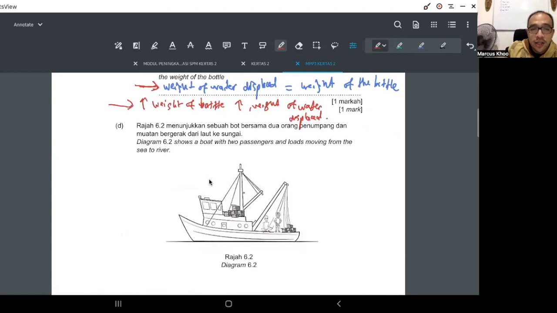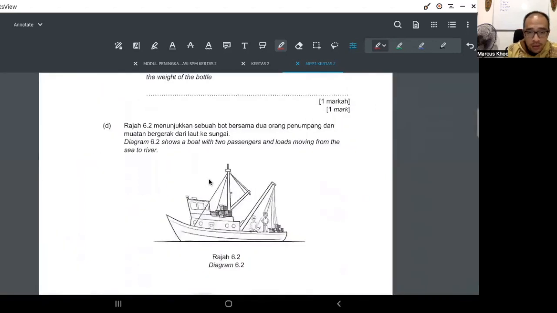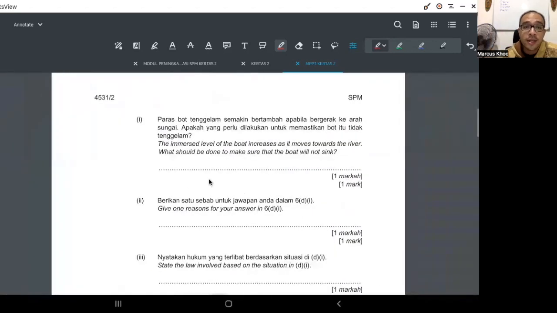But oh well. Diagram 6.2 shows a boat with 2 passengers and loads moving from the sea to the river. The immersed level of the boat increases as it moves towards the river. So what should be done to make sure that the boat will not sink? This is very normal. What do you do? You take the load away. So you remove the load from the boat.